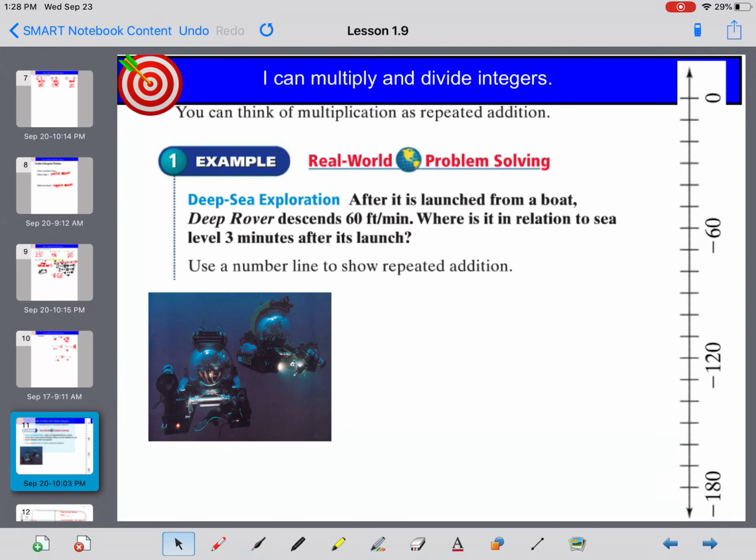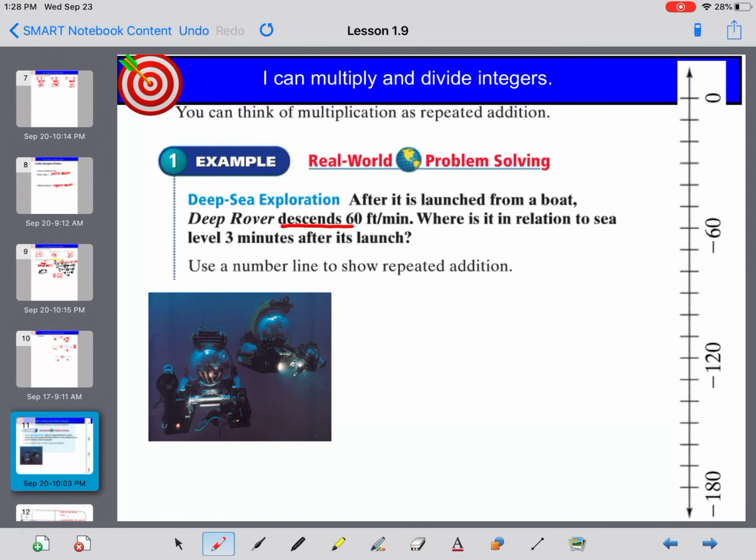All right, last problem of this lesson. Deep sea exploration in a word problem format. How might you see this? After it is launched from a boat, the deep rover descends 60 feet every minute. Where is it in relation to sea level 3 minutes after its launch?